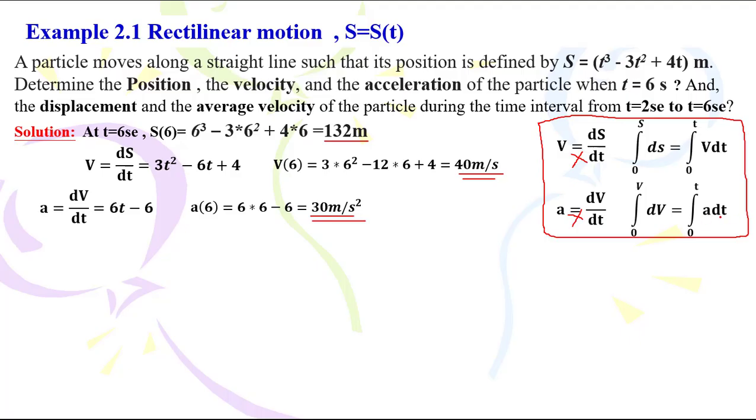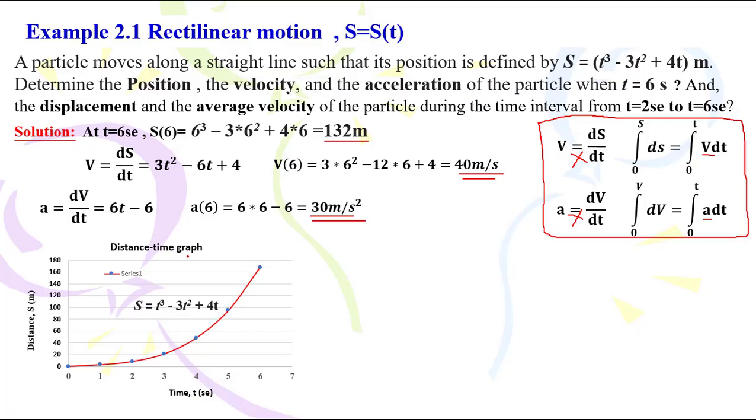So if acceleration is given as a function of time, you can integrate here. If velocity as a function of time is given, then you can integrate. So please keep in mind these basic equations. This is the distance time graph. For every second you can plot 0, 1 up to 6. At 6 you get the distance, which is 132 meter.